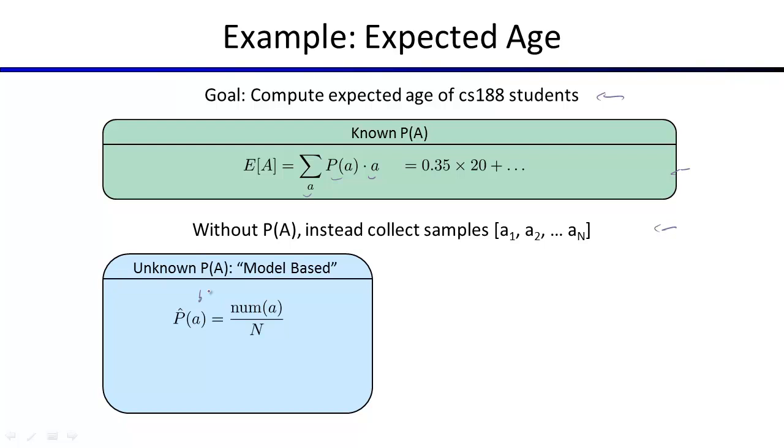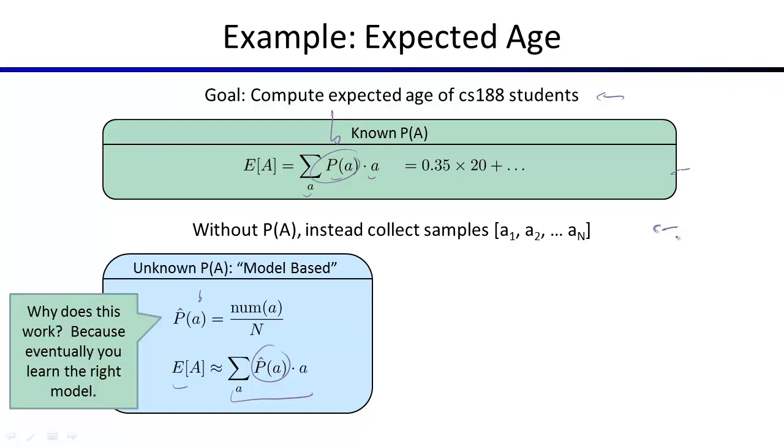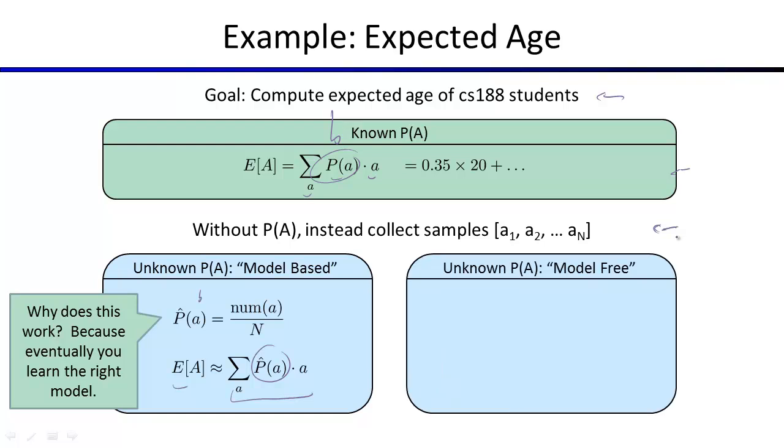Once we have that approximate distribution, we can then estimate the expected age using that approximate distribution, using the same equation as we had over here, but P of A is replaced by P hat of A, which is our estimated distribution. There's another way to do this. If you have these samples here, you want to estimate the expected age of CS188 students, you can bypass this process. You can just say, oh, all I need to do is to average the samples, and I know that's going to be a reasonable estimate if I have enough samples of the expected age. So the left thing works, but the right thing works too, and in some sense is simpler.